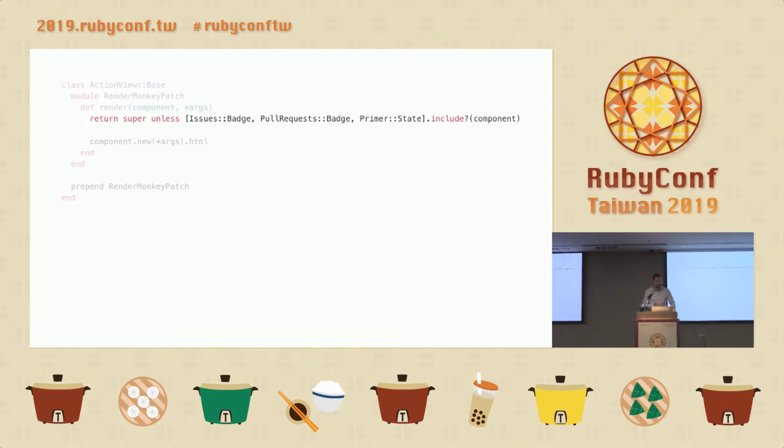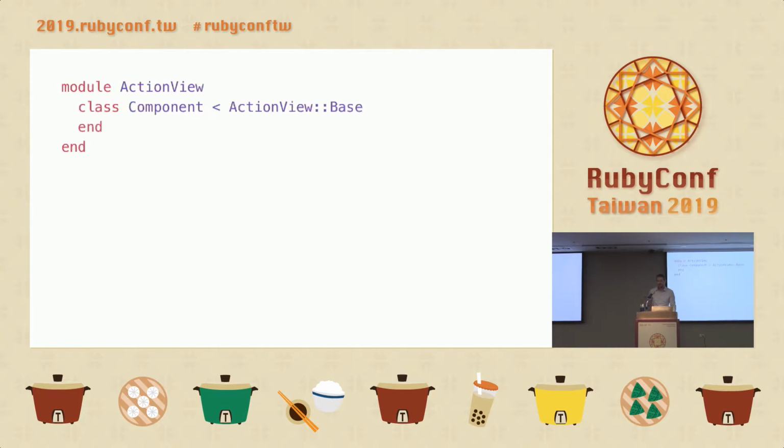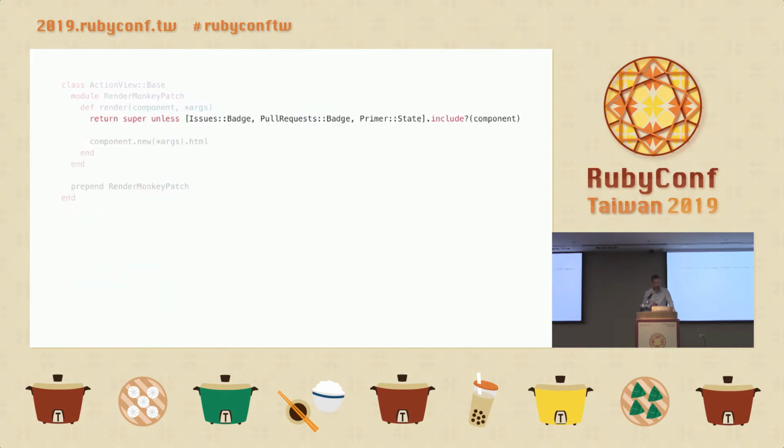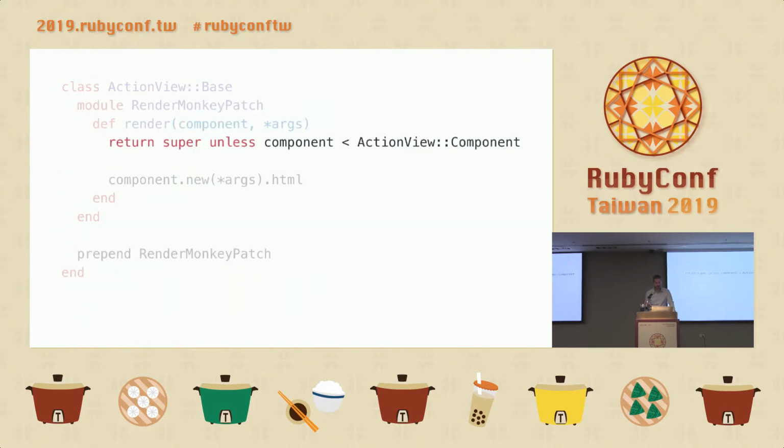But as I guess you can say, this doesn't feel right. I don't know about you, but this line of code to me says missing abstraction. What this line of code is trying to say is, this is a component, right? So I think that it's time for a parent class. It's time for ActionView::Component. So let's take our new parent class and update our existing components to inherit from it.